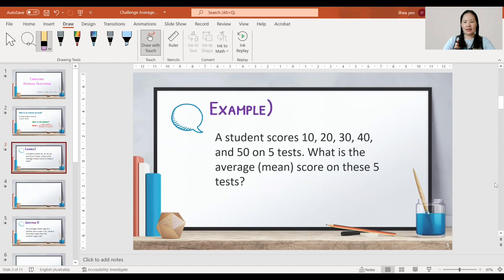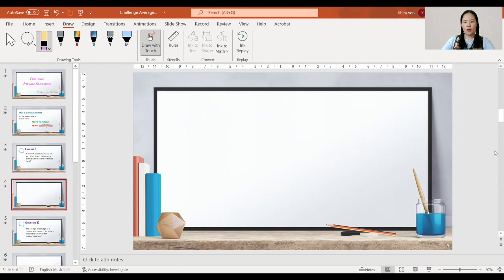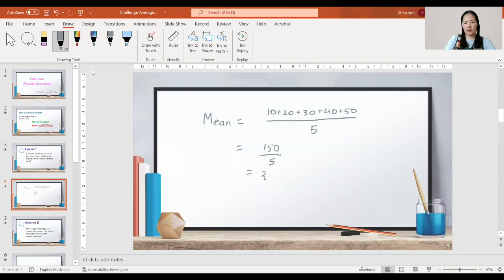A student scores 10, 20, 30, 40, and 50 on 5 tests. What is the average or the mean score for those 5 tests? To find the mean, the average, you'll have to find the total scores and then divide it by number of scores. I'm going to add all those test results, and there were 5, so I'm going to divide it by 5. Let's add all those test results. 150 divided by 5, get 30. So the average, the mean of those 5 tests is 30.